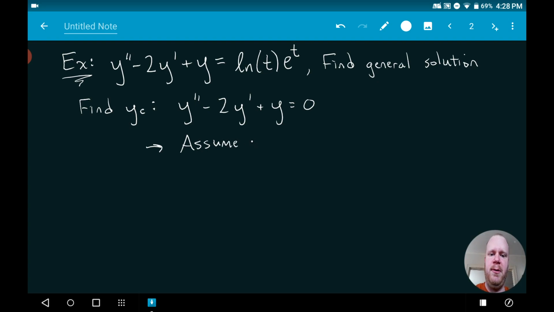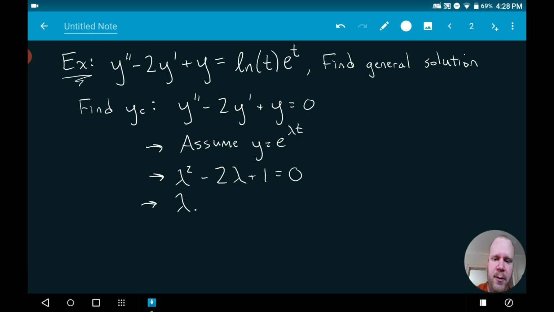We're going to assume that y is equal to e to the lambda t, and that's going to give us lambda squared minus 2 lambda plus 1 is equal to 0. And this is a repeated solution, so we get that lambda 1 and 2 is going to be equal to negative 1.